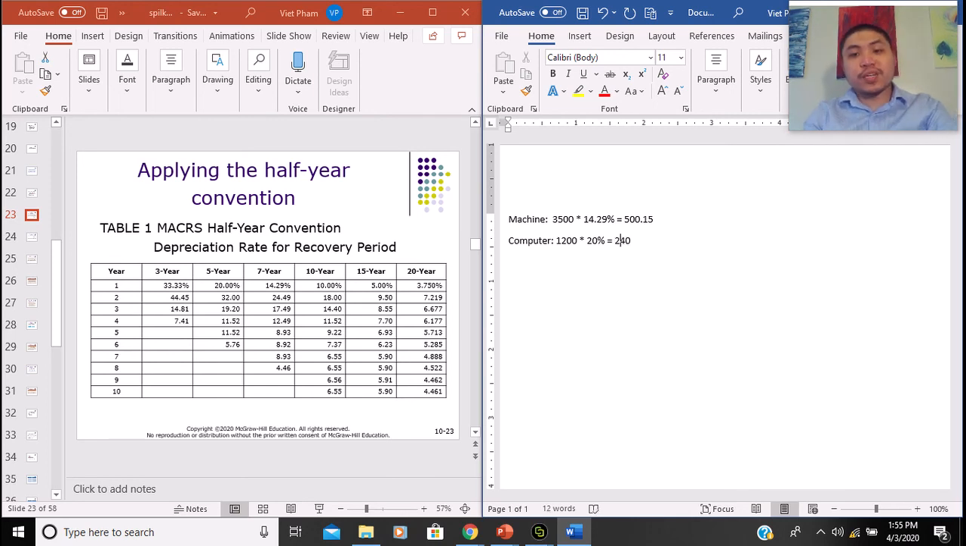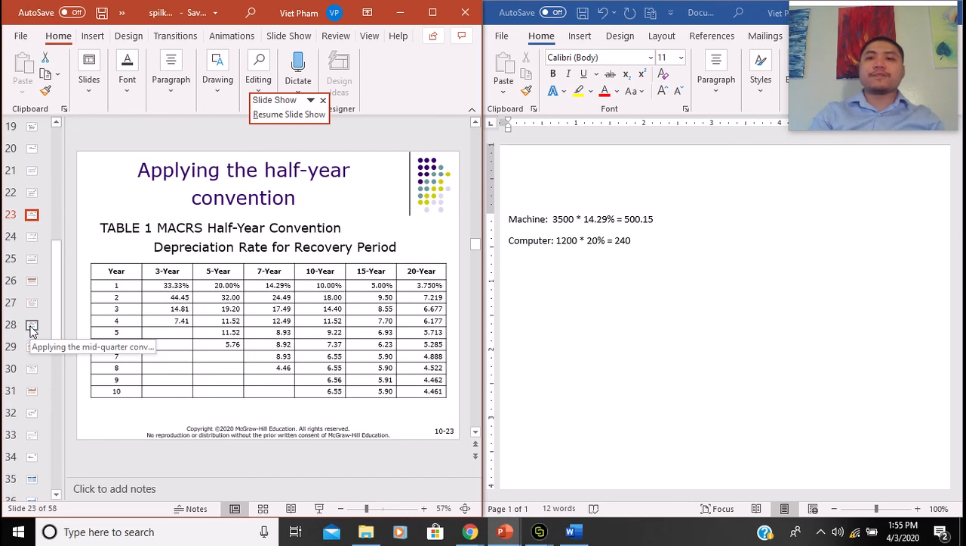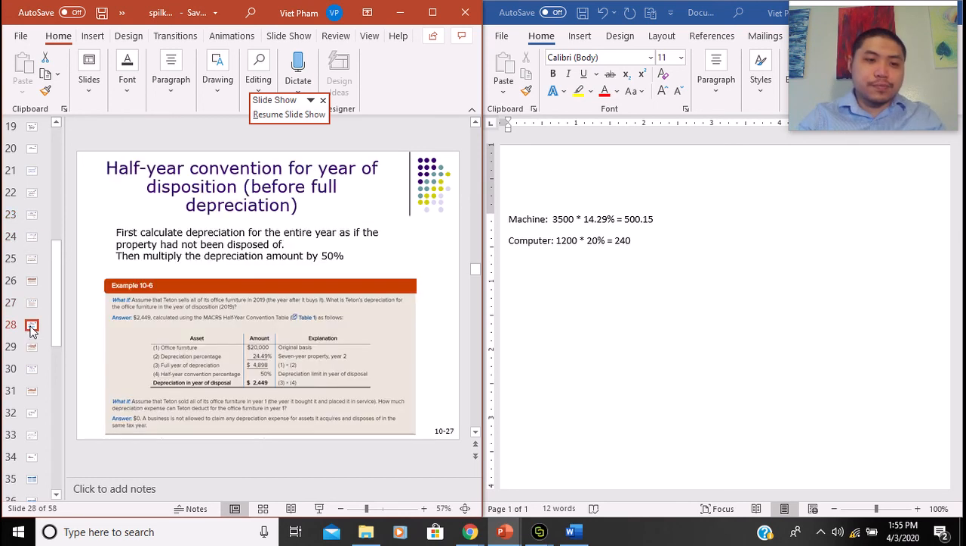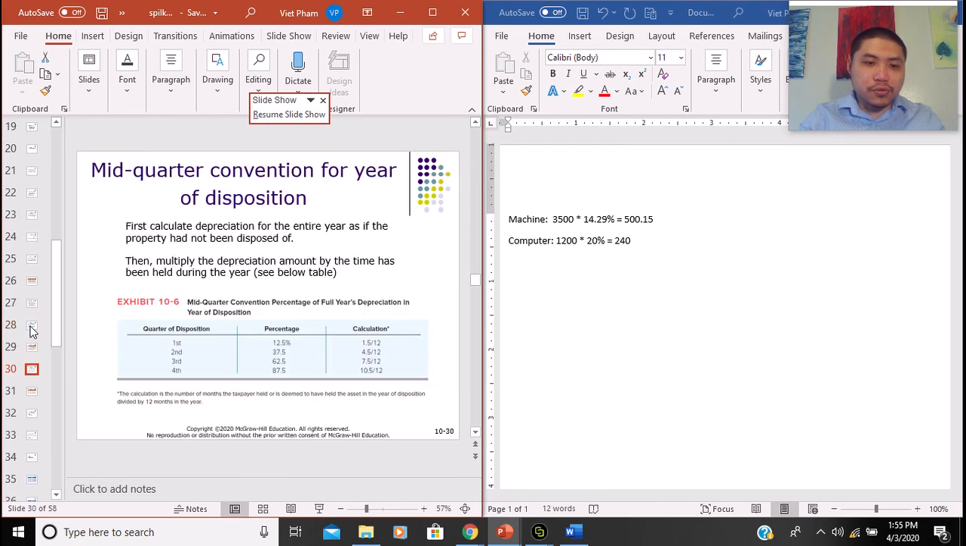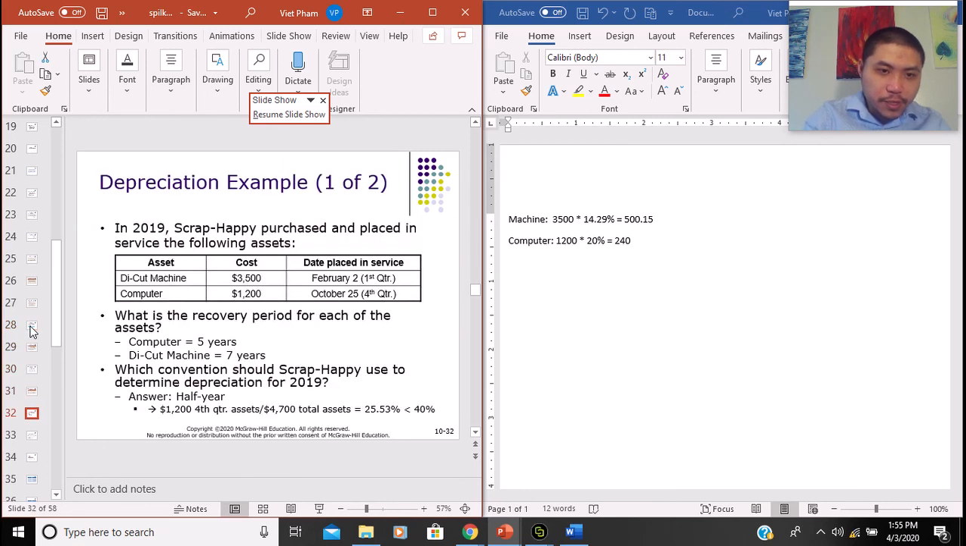So this is going to be the depreciation expenses for these two equipments, these two assets that the company put into service, right? Again, I just want to practice with you guys how to use the table. All right, so let's get back to our lectures.